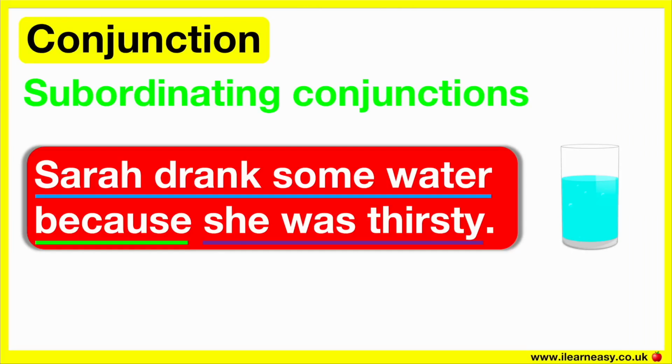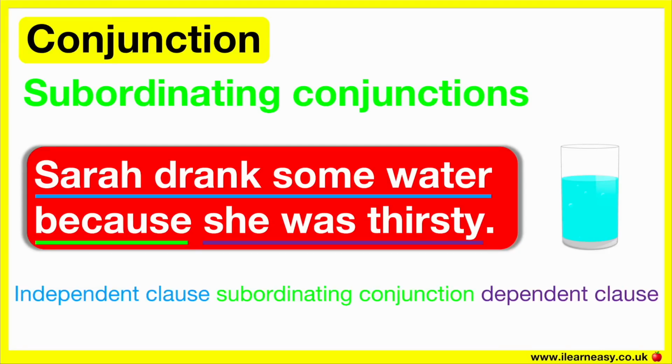Remember that a dependent clause depends on the independent clause to make sense, whereas an independent clause makes sense on its own. So when the independent clause comes first, followed by the dependent clause, then we must place the subordinating conjunction between them, with no comma.